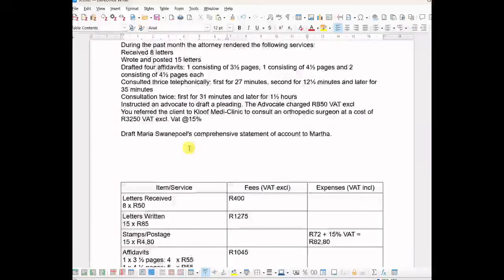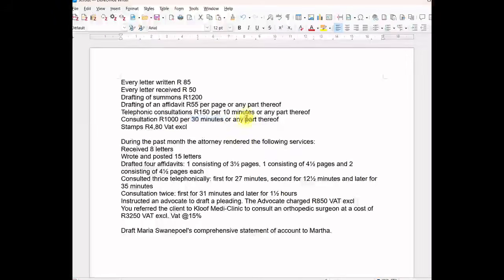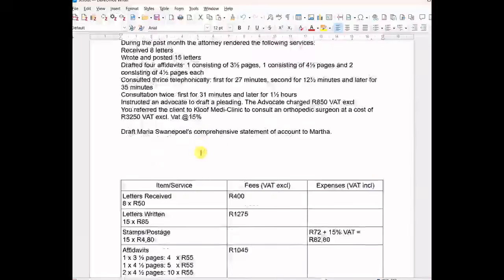How much do we charge for consultations? Let's have a look. There you go. It's 1,000 Rand per 30 minutes, and importantly, part thereof. So in other words, whether a person talks for the full 30 minutes or they talk for 5 minutes, 2 minutes, we still charge the full 1,000 Rand. So let's go and have a look how many units of time we have.